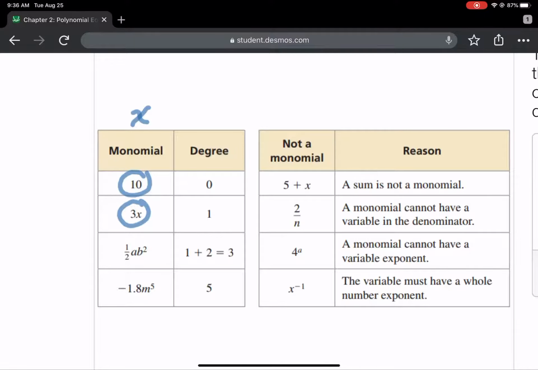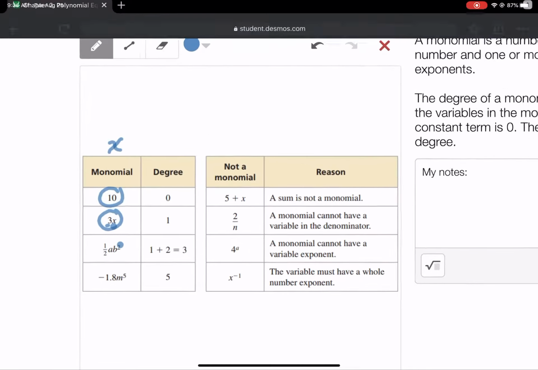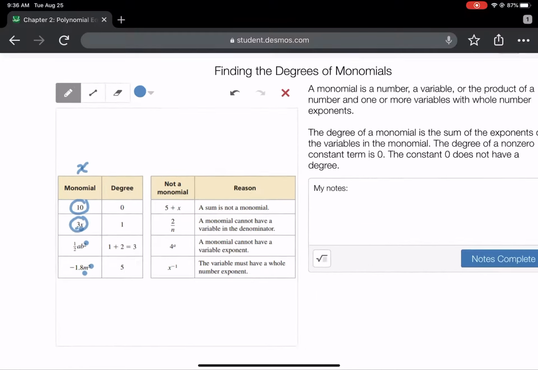So for example, this one here, that's a number and a variable. This is also a monomial. It has a numeric value, a variable, another variable, and we have a positive whole number exponent. Number, variable, whole number exponent. Those are all monomials.